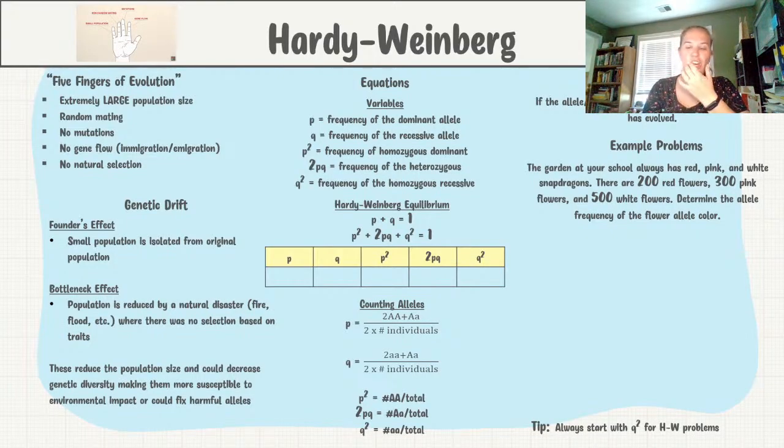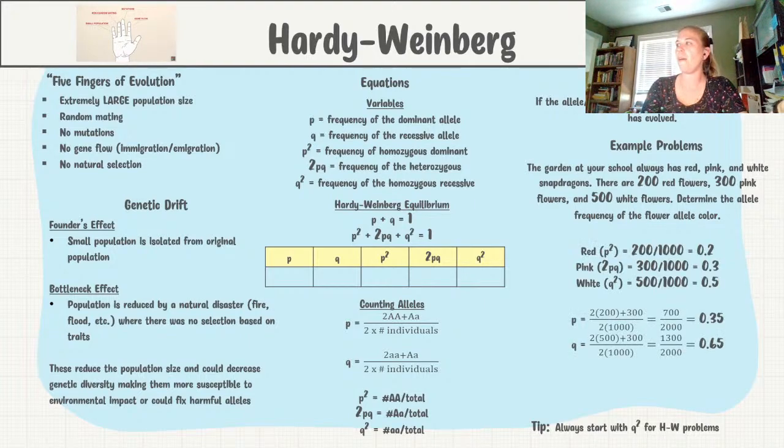In this case, I'm trying to show you why we can't use the equilibrium. So if we use the counting allele method first, for red, we take the number that are red, so 200, divided by our total, which is 1,000, which gives us 0.2. We take our pink, 300 divided by 1,000, again looking at this equation right here, which gives us 0.3. And then with our white, we have 500 divided by 1,000, which gives us 0.5.